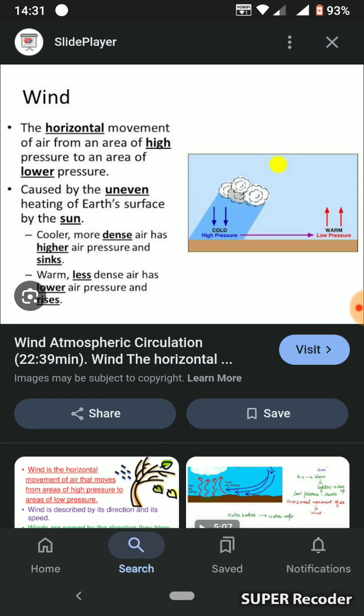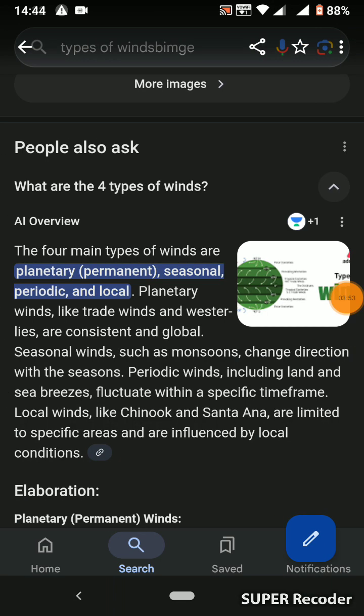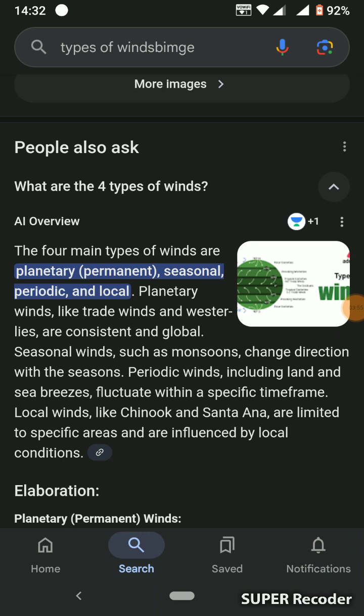Winds are caused by differences in atmospheric pressure on the Earth's surface, as air moves from a high pressure area to a low pressure area. Winds always blow out from areas of high pressure towards areas of low pressure. Now, in our world, we have different winds. We have 4 types of winds. The 4 main types of winds are permanent or planetary winds, periodic winds, local winds and variable winds.